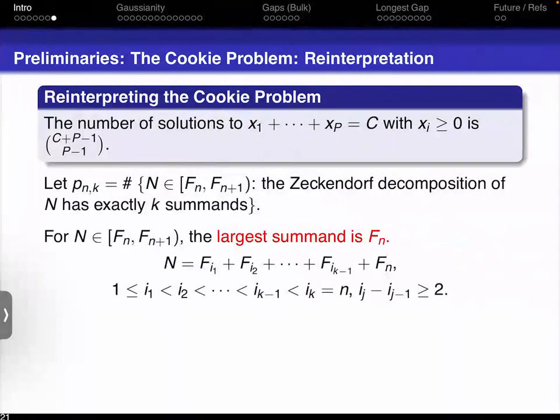So imagine we have an integer between Fn and Fn+1. We know its largest summand is Fn. And so imagine I have some decomposition, i1, i2, up to i(k-1). These are my different indices. At this point, you should just be trying to follow the big picture.